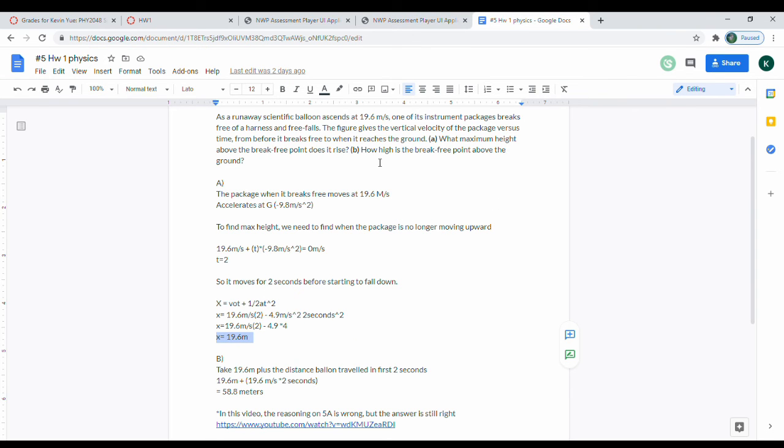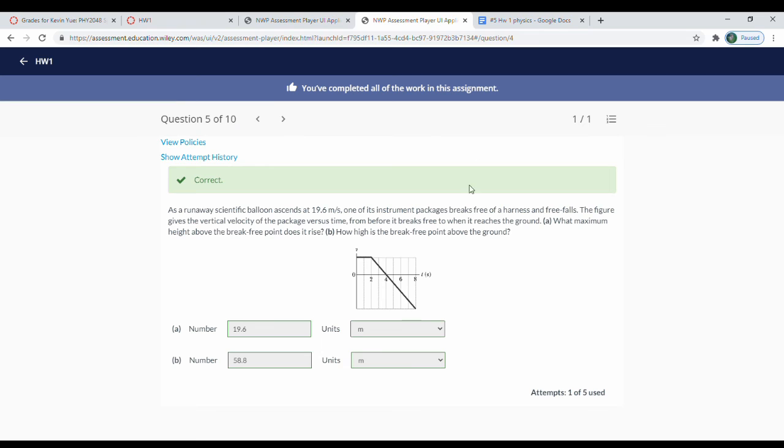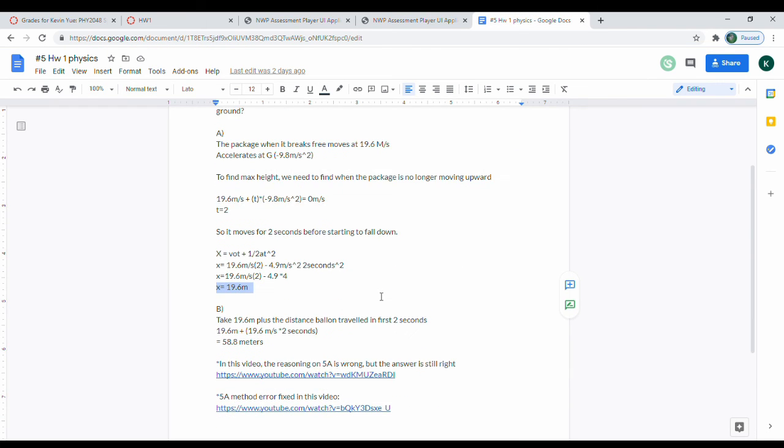And then B is asking how high is the break-free point above the ground? Well, you just need to figure out how high it was when it first broke free, and then add this distance. So the balloon was moving for 2 seconds before it broke free, because this is when its velocity was constant before it started decelerating downwards. So you simply need to take the distance the balloon traveled in the first 2 seconds plus this number, which is 19.6, plus the velocity of the balloon times 2 seconds, which gives you that.